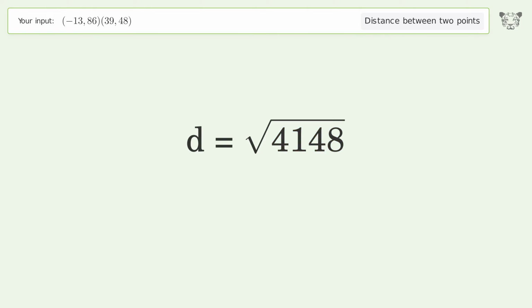And so the distance between the 2 points is the square root of 4148, or 64.405.